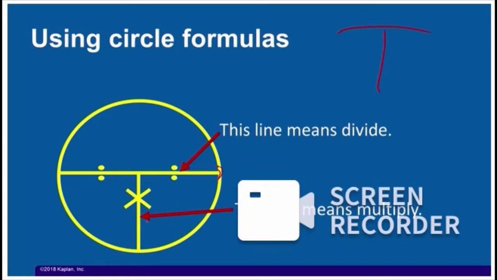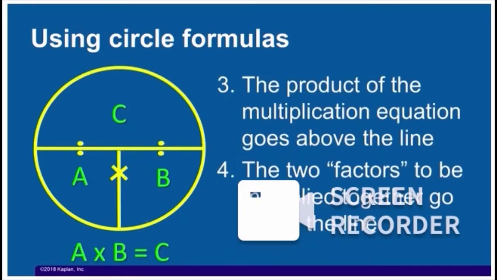So let's say we have this multiplication problem, A times B equals C. C is the product of the equation. The product of the equation always goes above the line. So when I put together a T-graph or a circle formula for this equation, A times B equals C, the product goes up on top.